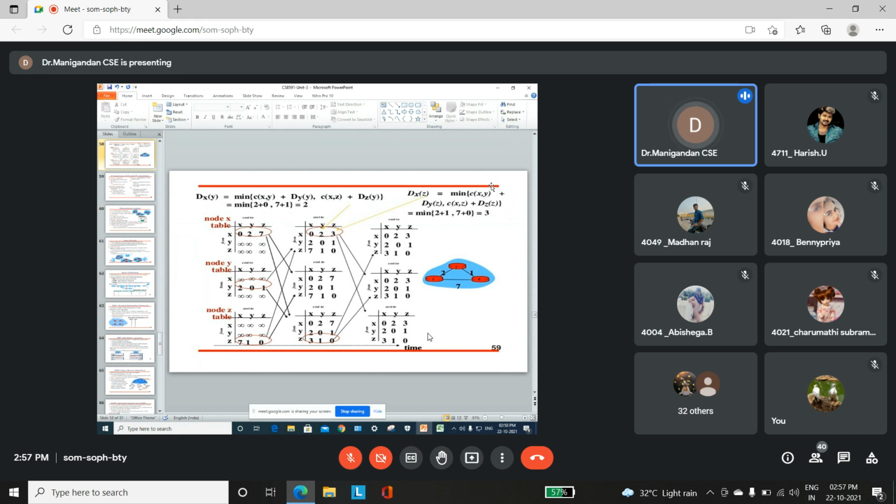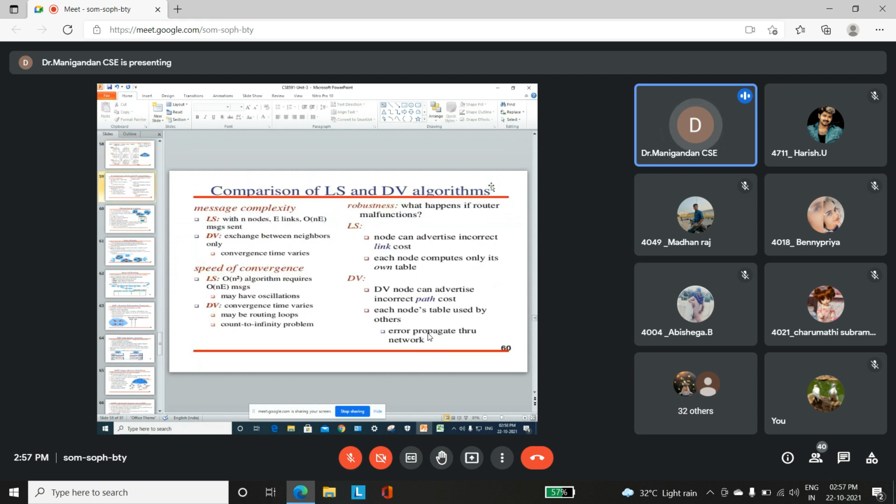There is a time duration between one node and another node. This is a comparison between link state and distance vector. Regarding message complexity, link state with n nodes and e links sends O(n times e) messages. With distance vector, messages are exchanged between neighbors only, so the data can be shared within the neighbors only.